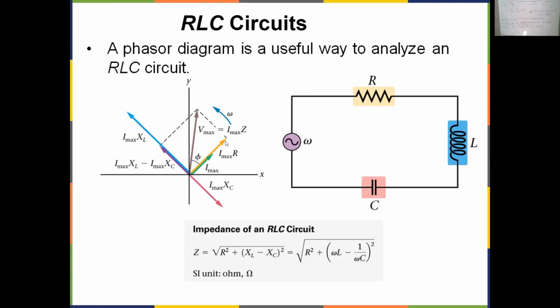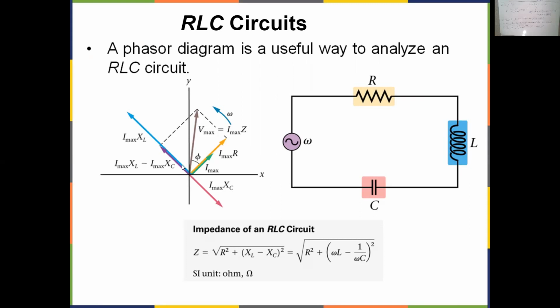The voltage phasor for the resistor will be in the same phase as the overall current. So that's that yellow one. And for the capacitor, the current is leading the voltage, so its voltage phasor is this red one. In this case, it will be I max times XC. However, for the inductor, the voltage leads by 90 degrees, so it will be that blue arrow there.